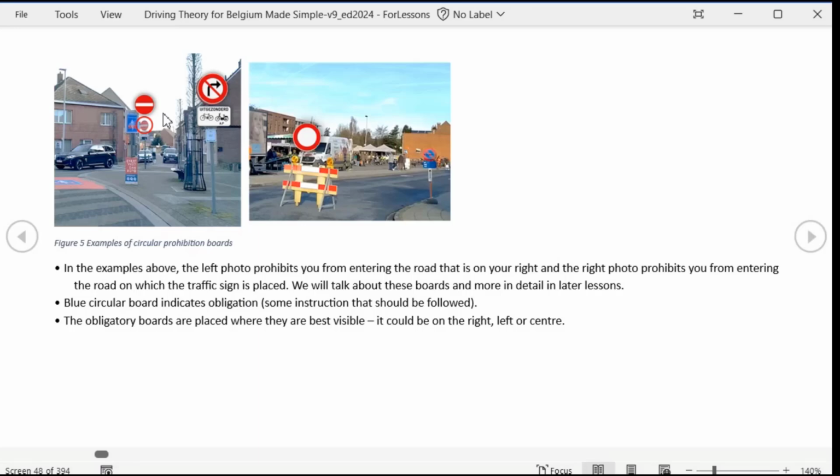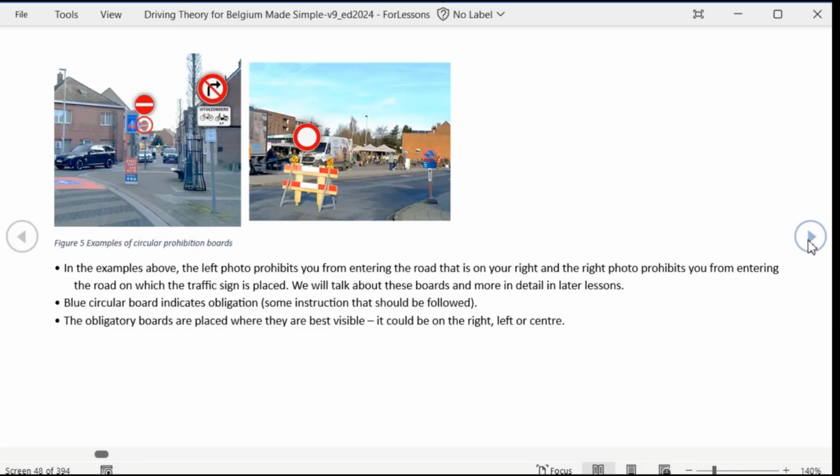There is another round board which is blue, and that is obligation. So remember, round boards are very important. They will either prohibit you from doing something or put some obligation on you. You must follow or you must not follow. In this case, a round board with a red border or red filled in is a prohibition. There are other round boards with blue which indicate an obligation. And what is important about obligation?